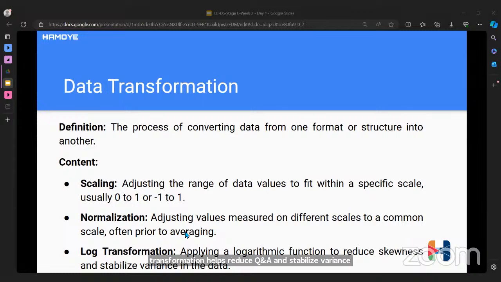All these transformations are actually helpful in improving the performance of our models. So these are things that you can actually apply to your time series data.